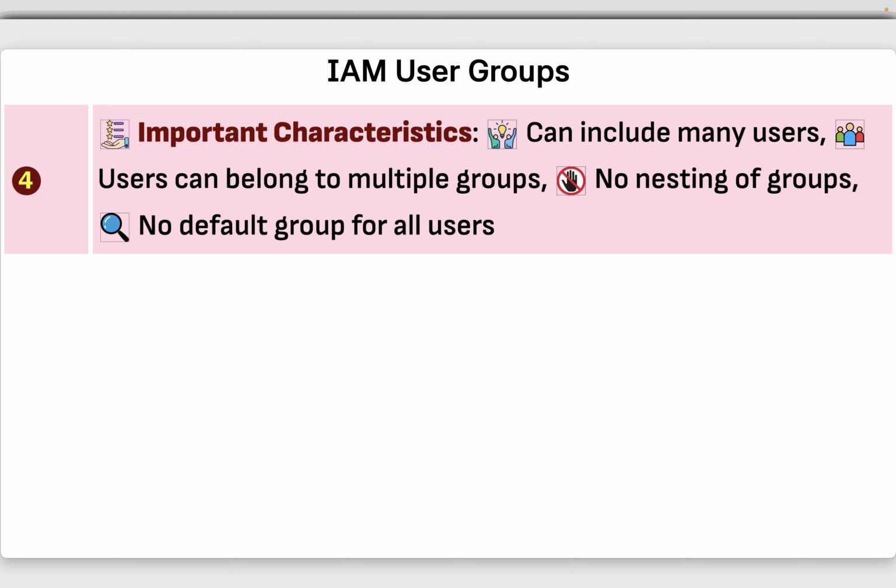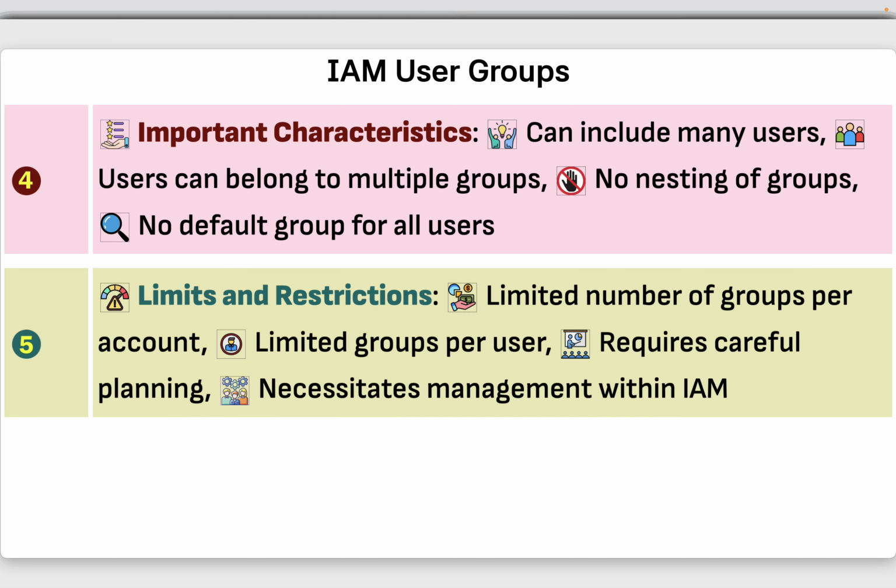User groups can include many users, and users can belong to multiple groups. However, groups cannot contain other user groups, so no nesting is allowed. There is no default group for all users in an AWS account. Some systems usually have an all-users concept, but in AWS we don't have that. There are limitations on the number of groups an AWS account can have, and on the number of groups a single user can be a member of. This helps in careful planning and management of user groups within IAM.